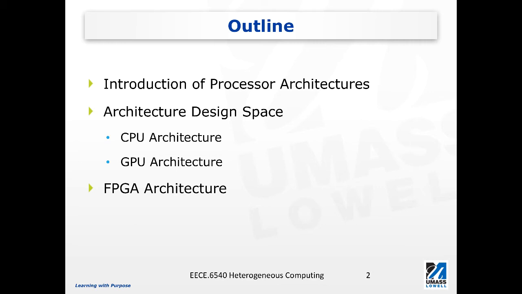We're going to begin with the introduction of processor architectures. We're going to discuss the trade-offs in hardware design and some of the important and very interesting features in modern microprocessors. Then we're going to look at some of the representative CPU architectures and the GPU architectures. Following that, we will talk about FPGA architecture and briefly introduce how OpenCL is mapped into FPGAs.